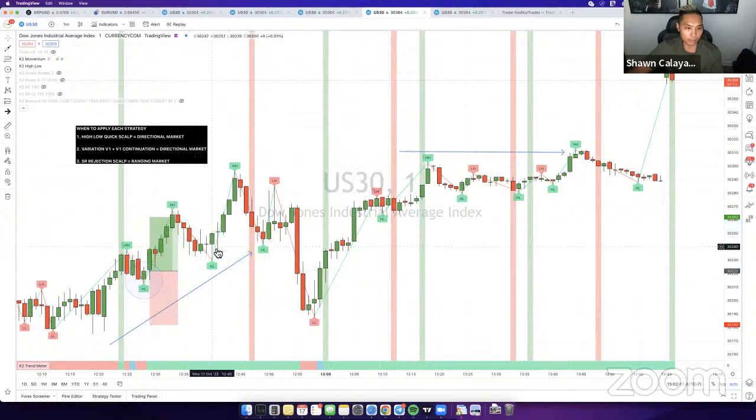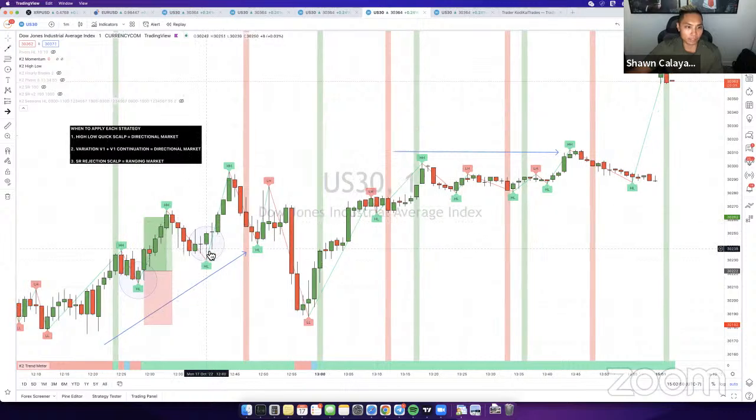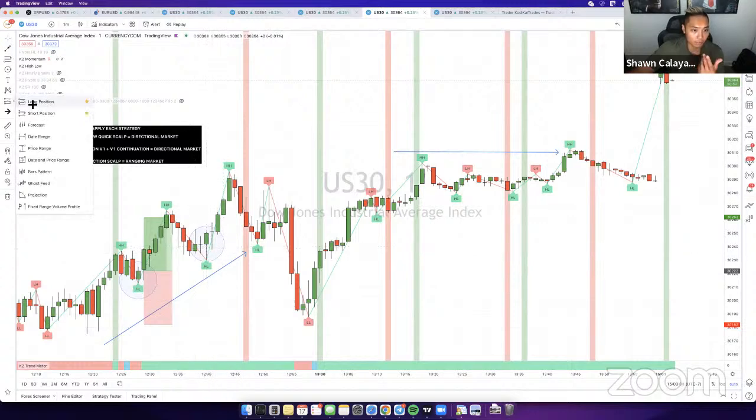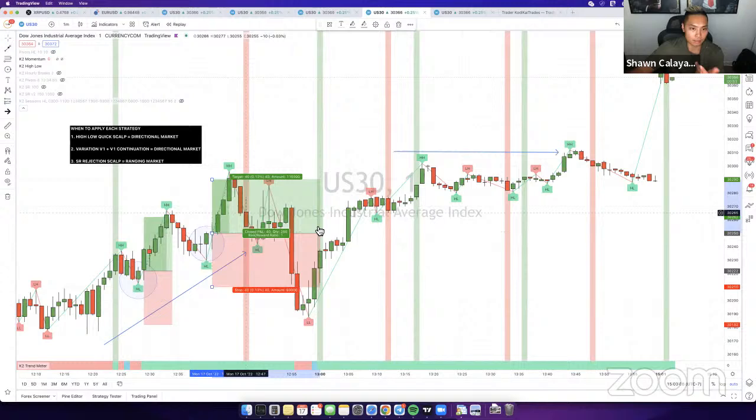Right, you look for another low right here. You have a double body, you have a low right there at that point. It's the same thing. This is a high-low quick scalp and a variation of a V1 continuation. So there's 2 strategies right there on the same candle. Odds of it hitting, very likely. And you can see here that it hits straight to TP, no drawdown.